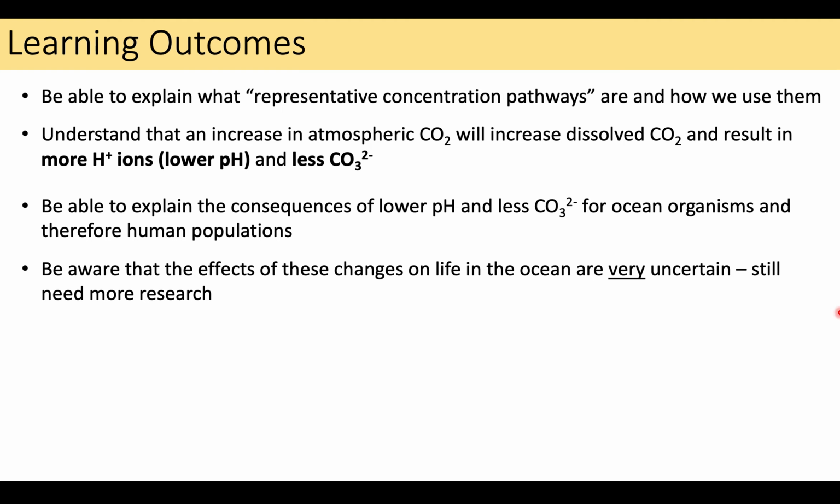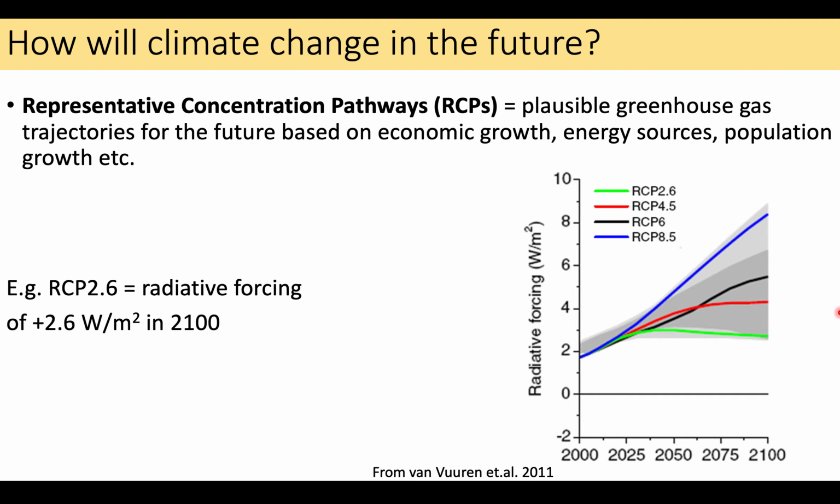Understanding what is ocean acidification, what is happening with the change in pH of our ocean, what does this mean for organisms in the ocean, which therefore, of course, affects us because we rely on many of those organisms. And then I will stress that a lot of the effects of these changes are still very, very uncertain and a very active area of research. So how does climate change in the future? How do we possibly predict the future? It takes a lot of data, a lot of thought, a lot of scientists working all together.